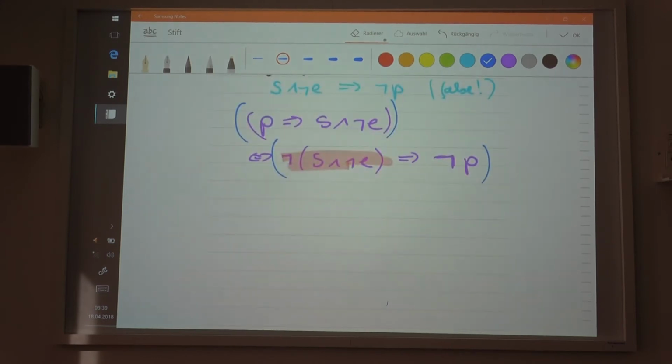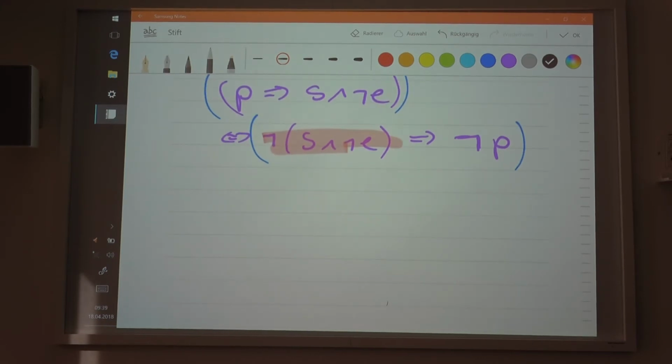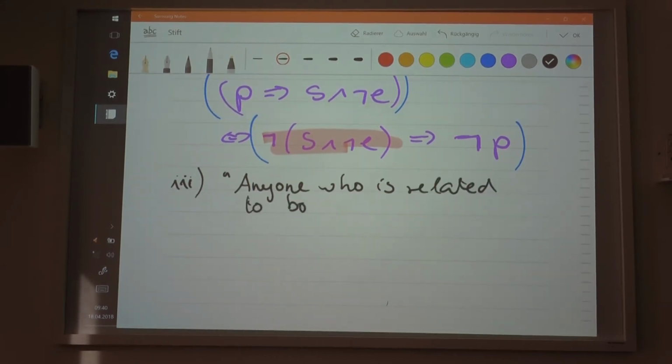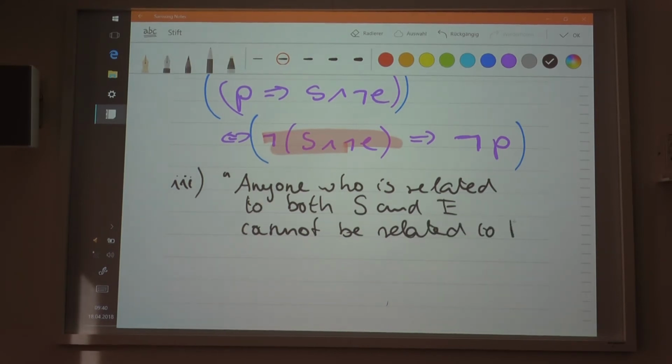Let's continue, guys. So what about the next one? Do you understand this? So this is how it works, and the third one, which is claimed to be true, is this: anyone who is related to both Simon and Emily cannot be related to Paula. Okay?